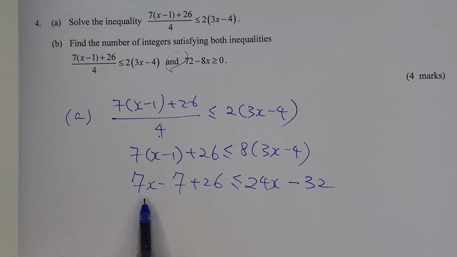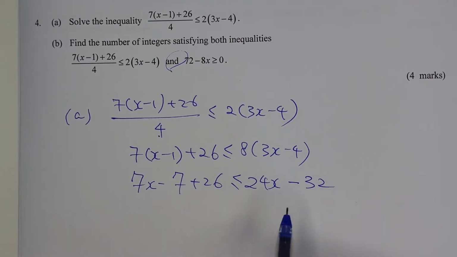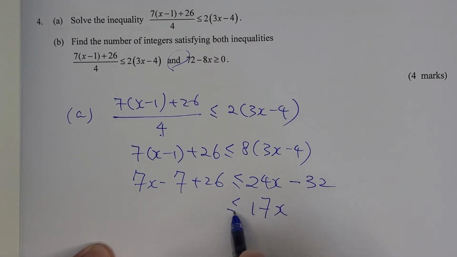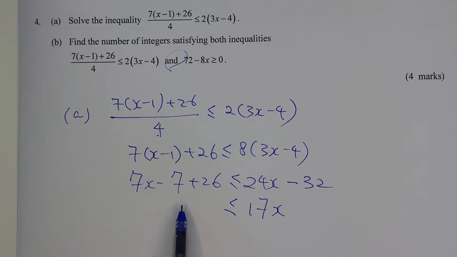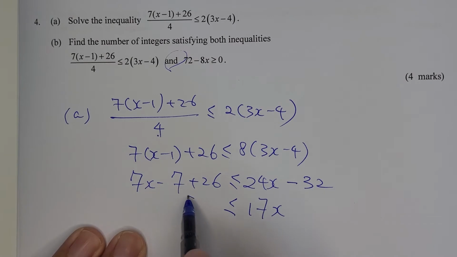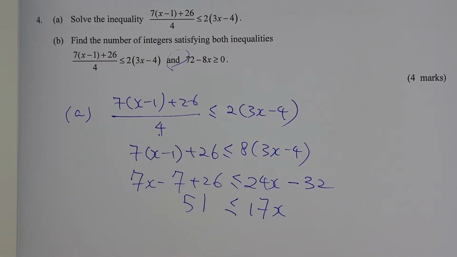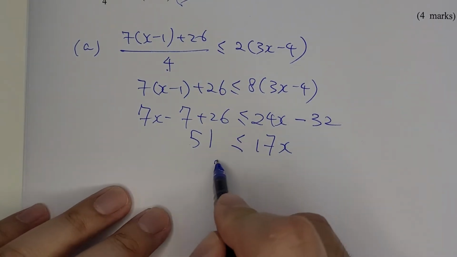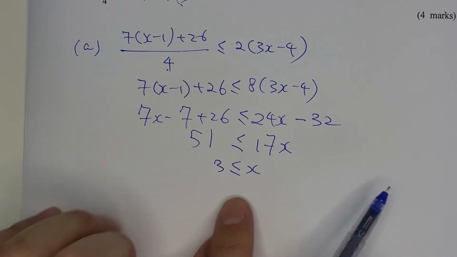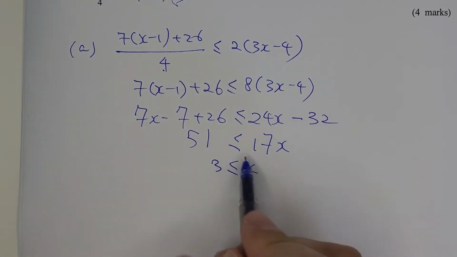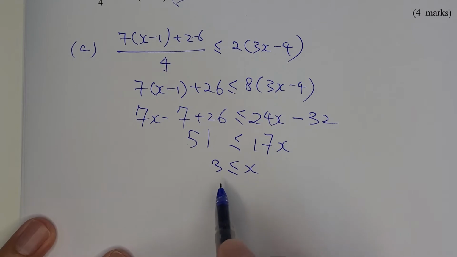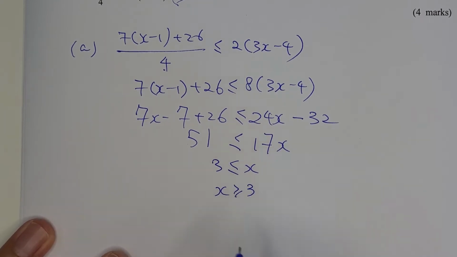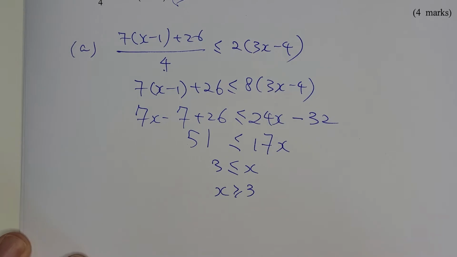So move this 7x to the other side. 24x minus 7x, then you will get 17x here. And on the other side, negative 7 plus 26 and then plus 32. That is 51. So both sides divided by 17, then you will get 3 less than or equal to x. But you want x on the left hand side now, so you need to reverse the inequality sign: x greater than or equal to 3. So that's the end of part A.